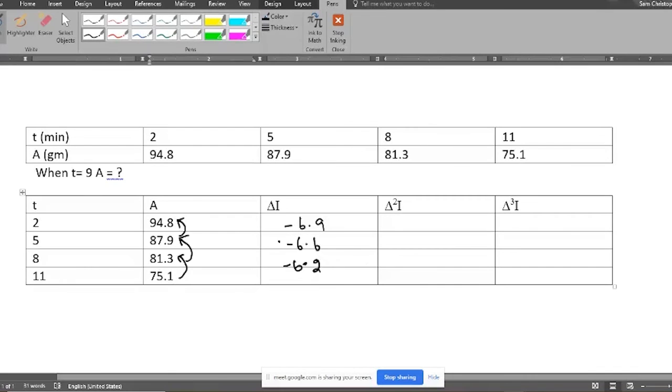Okay, again minus 6.2 minus of minus 6.6, which is nothing but plus. So minus 6.2 plus 6.6 becomes 0.4. Similarly, minus 6.6 minus of minus 6.9: minus 6.6 plus 6.9 becomes 0.3. Again 0.4 minus 0.3 is 0.5. And in the table, the same logic: from the back you have to subtract.